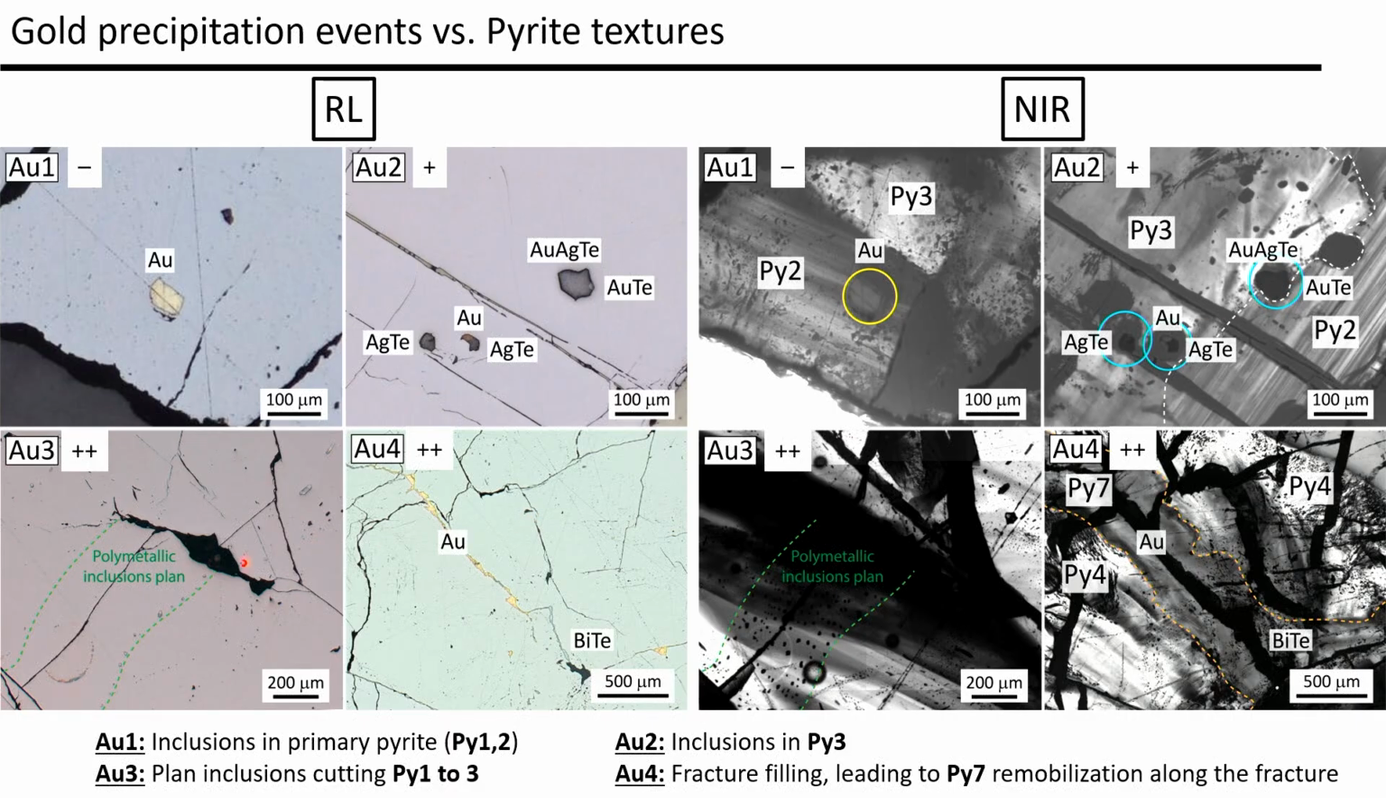represented by the dashed line, and that may be interpreted as a dissolution front. Then we have the gold 3, which is this polymetallic inclusion plane that crosscuts at least the Pyrite 1 to 3. And finally, we have the gold 4 that is precipitating in the open cracks. In terms of abundance, gold 3 and 4 are the most abundant, and gold 1 is the least abundant.